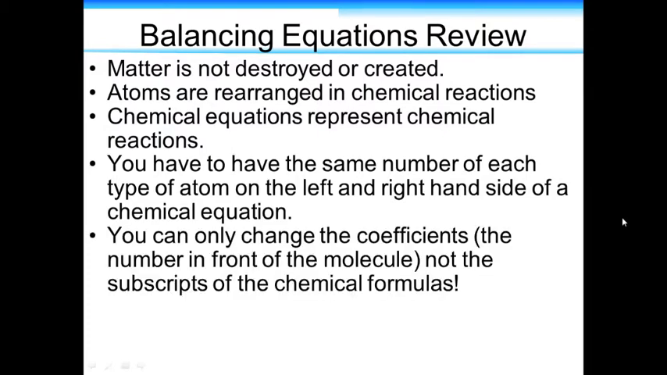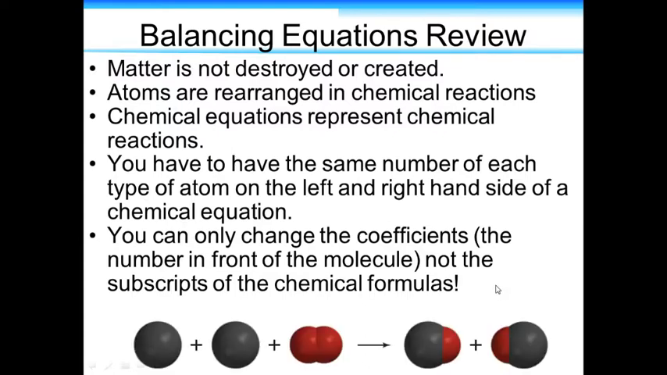In order to balance a chemical equation that's unbalanced, you change the coefficients, which are the whole numbers in front of the molecule. You cannot change the subscript of the chemical formulas. And here's another example. It looks like two carbon atoms combining with one oxygen molecule to make two molecules of carbon monoxide. But you see we start with two carbon atoms here, and we ended up with two.